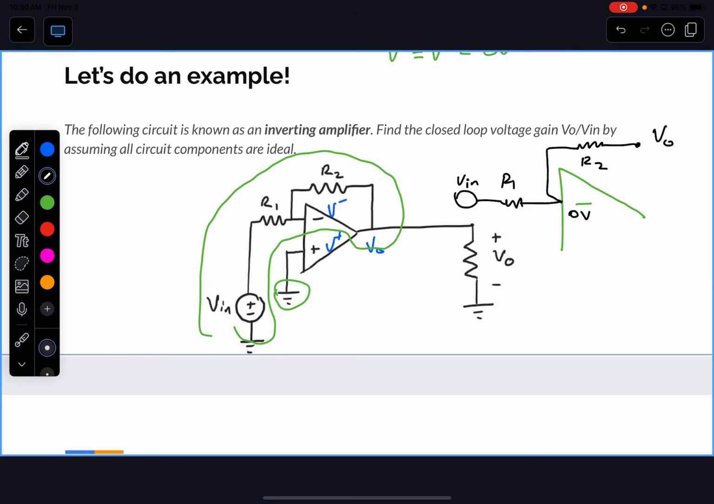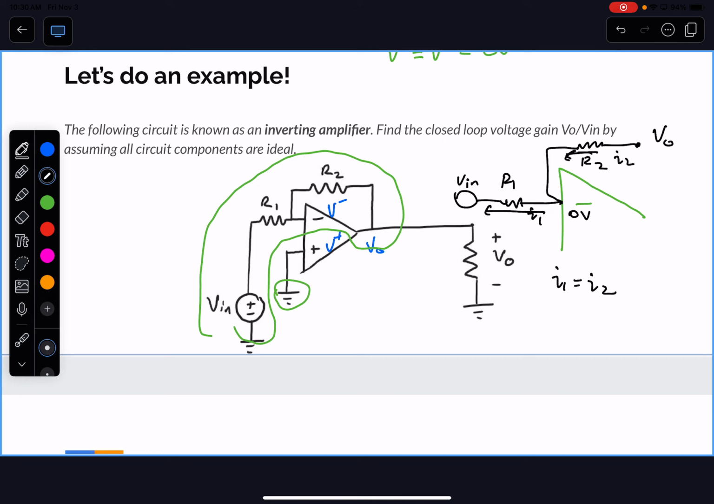So we can say that we define this current as I1, and here as I2, and let's assume the direction goes this way, because you have to have the same direction. None of your current is going to go into a 0 volt, so whatever flows in must flow out. So I1 will have to equal I2. Does that make sense so far?